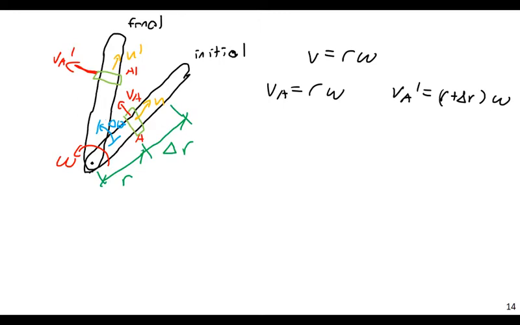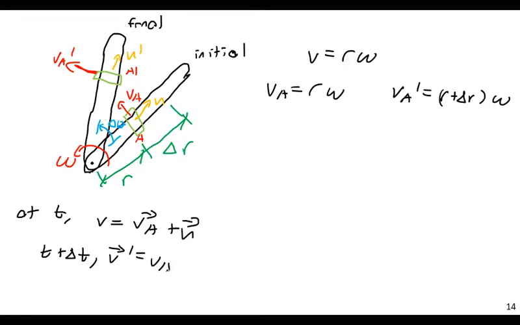Okay, so let's figure this out. Let us look at the velocities here. At t, v is going to be equal to VA plus u. At t plus delta t, v prime is going to be equal to VA prime plus u prime. Fairly straightforward.